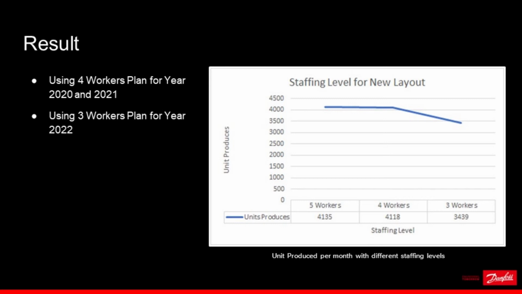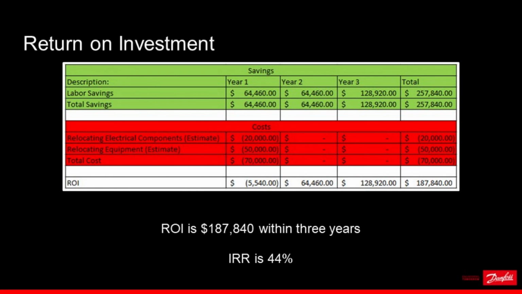The results show that by using the 4 workers plan, the assembly line will be able to meet the demand of year 2020 and year 2021. And using the 3 workers plan, the assembly line will meet the level of demand for year 2022, which achieves our third objective. By implementing the new layouts and the new staffing plans, the return on investment within 3 years would be around $188,000 with an IRR of 44%.